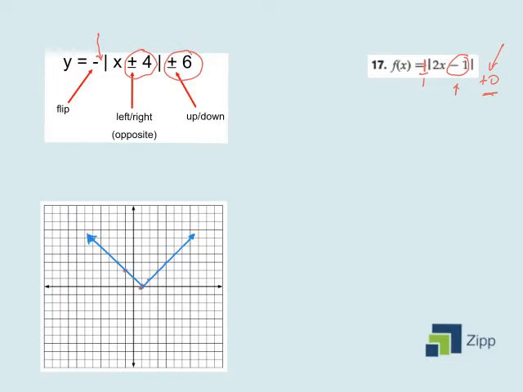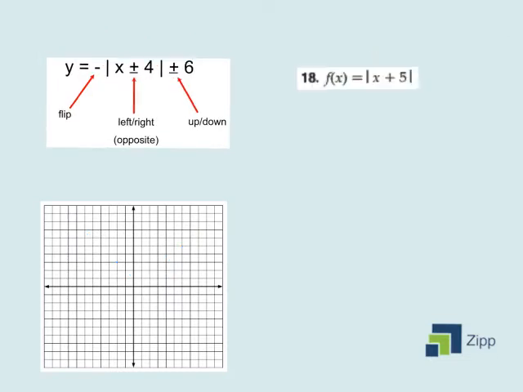Let's look at another one. Again, I look outside of the absolute value and I see that there is no value out there, so I'll just put a plus 0. I look in front of it. There's no slope, so I'll put a 1. And I'll make it a fraction over 1.